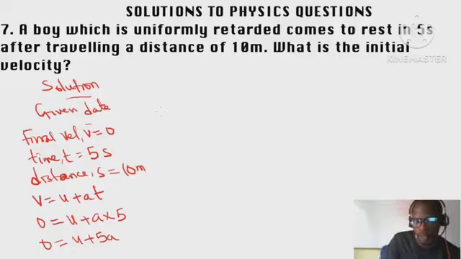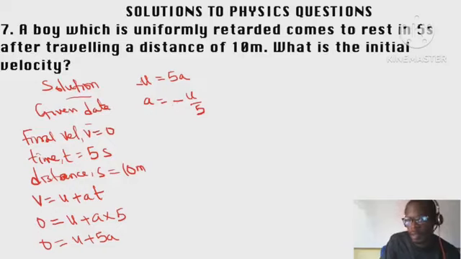So from here you can see that u minus u is equal to 5a. Then a is going to be minus u over 5. Now let's keep this as acceleration, and here you have the unknown too, which is u. Now we are given the distance covered here. That means we can also look at it that v squared is equal to u squared plus 2as.